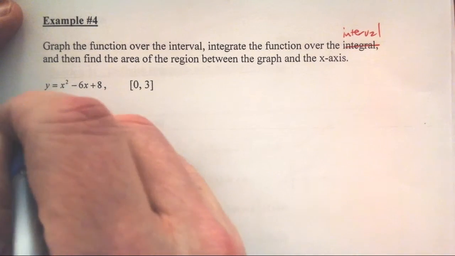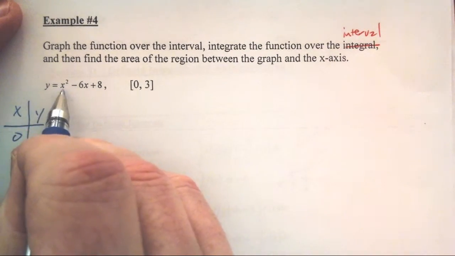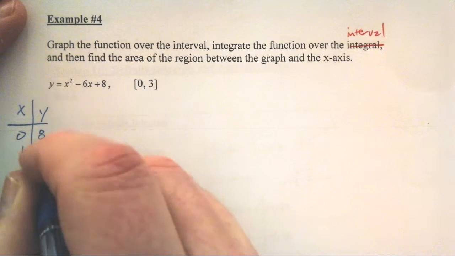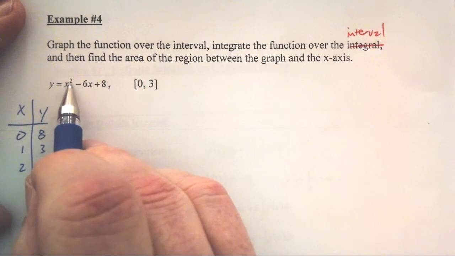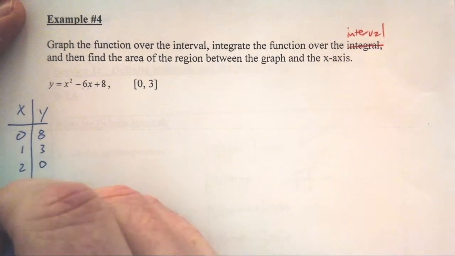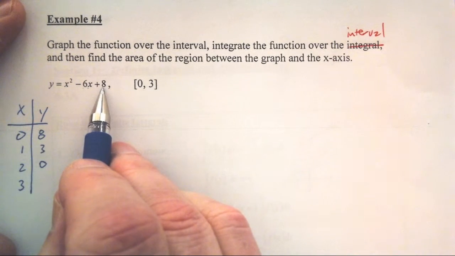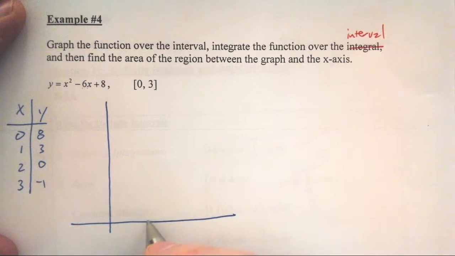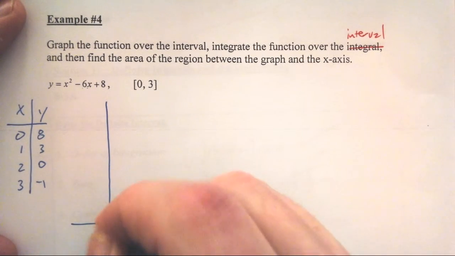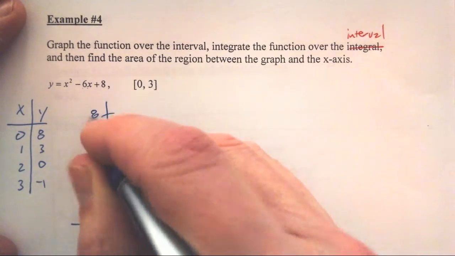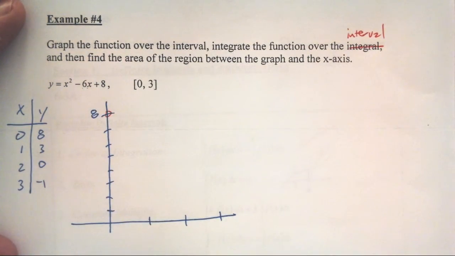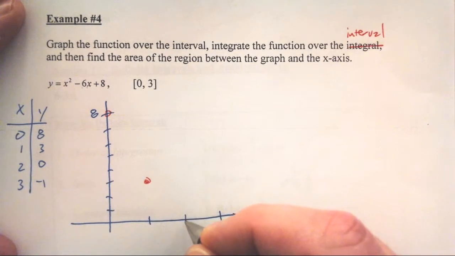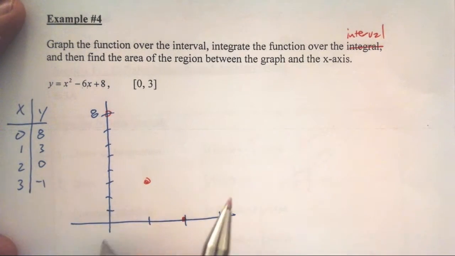We could do this on the calculator. I'm just going to make a quick t-chart here. x, y from 0 to 3. Put in 0, get out 0, 0, 8. Put in 1, get out 1 squared, 1 plus 8, 9, minus 6, 3. Put in 2, get out 4 plus 8, 12, minus 12, 0, and put in 3, 9 plus 8, 17, minus 18, negative 1. So big graphs, don't cheat yourself, you've got lots of room here. 1, 2, 3, 1, 2, 3, 4, 5, 6, 7, 8. So we've got a point at 0, 8, we've got a point at 1, 3, we've got a point at 2, 0, we've got a point at 3.